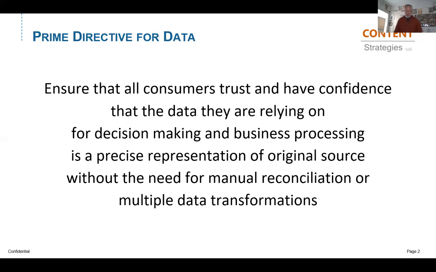All right, so first, let's start off by understanding that there is a prime goal, what I call a prime directive for data management, and that is to ensure that all the users have trust and confidence that the data that they're using for their applications is true to origin. And they should do so without the need for reconciliation and without the need for multiple data transformations.